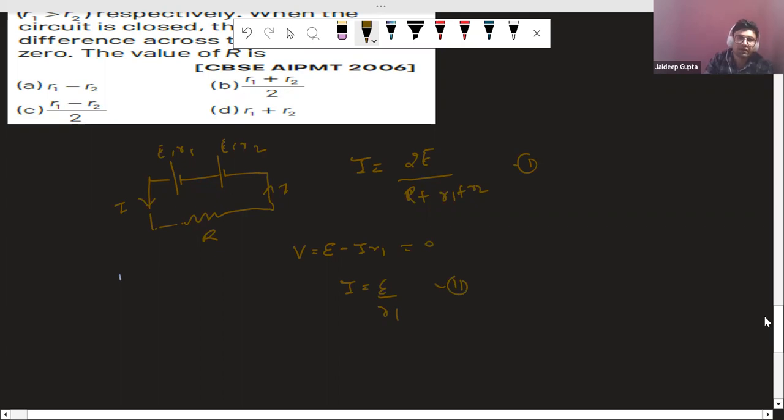The question is saying there are two cells having the same EMF but different internal resistances, and we have to calculate the value of external resistance, provided that when the circuit is closed, the potential difference across cell 1 is 0. So the total current is 2E over R plus R1 plus R2. In the second situation, the potential difference across the closed circuit is 0, that is E minus I R1 equals 0. Now equate them, from first and second.